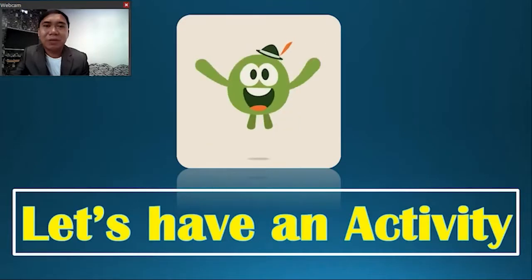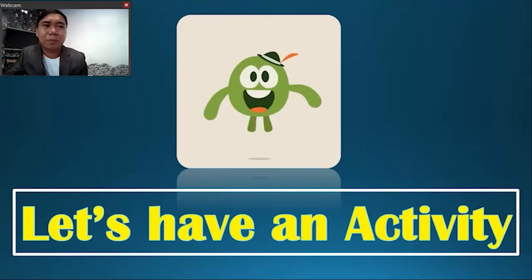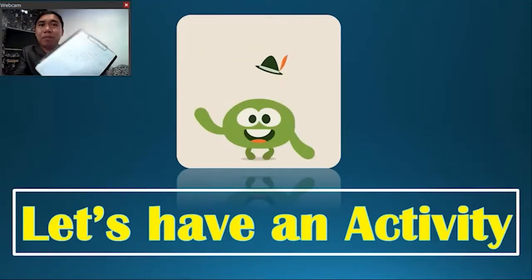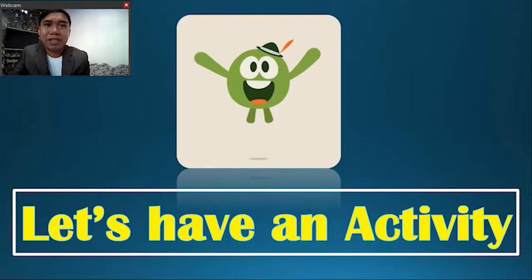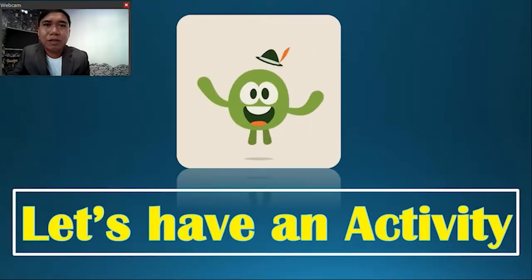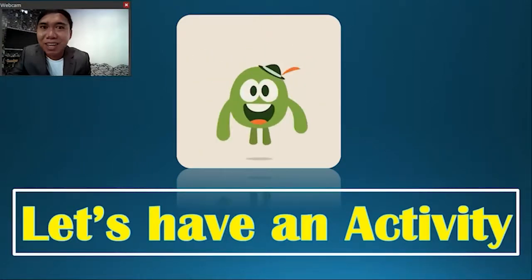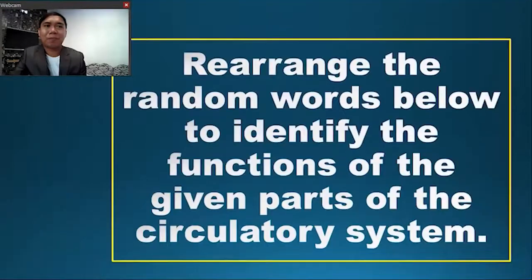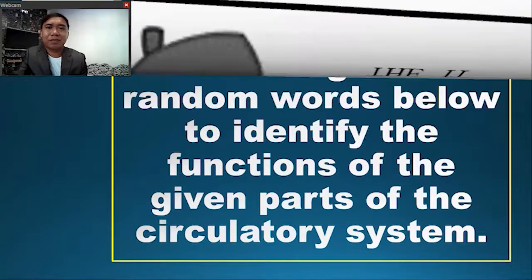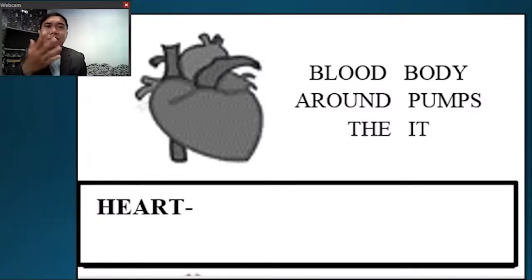Now, you have to get any piece of paper, maybe a bond paper. Please do it honestly. Do not browse on the internet or any references. Is that okay? Very good. Now what you're going to do is this. Rearrange the random words below to identify the functions of the given parts of the circulatory system. There are 10 items for this activity, and it consists of 2 parts. This is the first part of your activity.